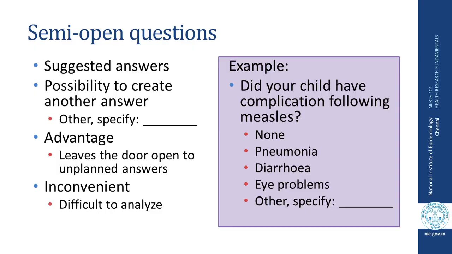It could be that there were no complications, it could be pneumonia, diarrhea, eye problems, or there could be some other complications which may not be so common so as to be put in a category, but then you give an option to the respondent to even say things other than what is in the list of categories of responses. So, it leaves the door open for unplanned answers. However, if there are too many of these responses, it may sometimes become difficult to analyze.